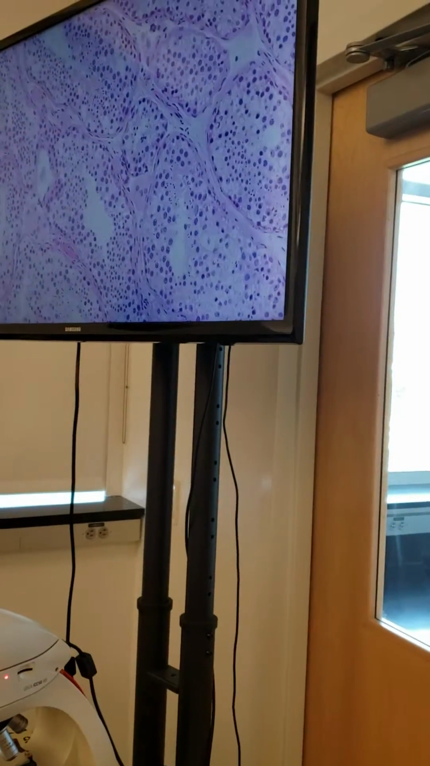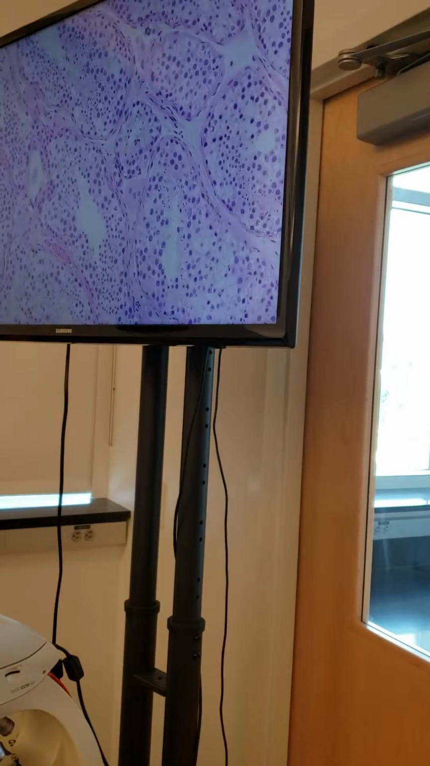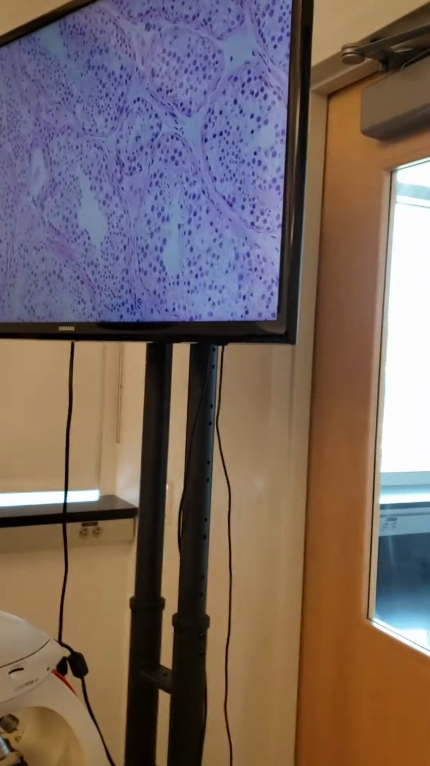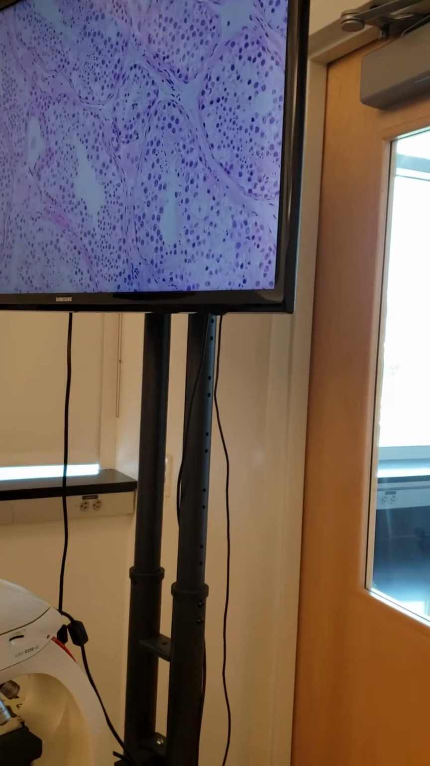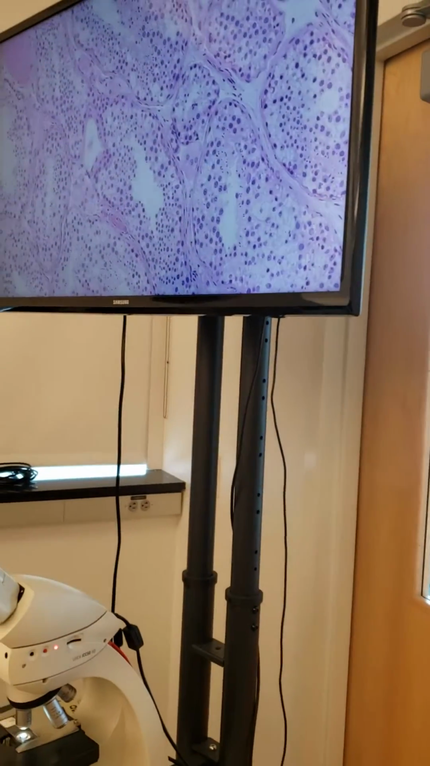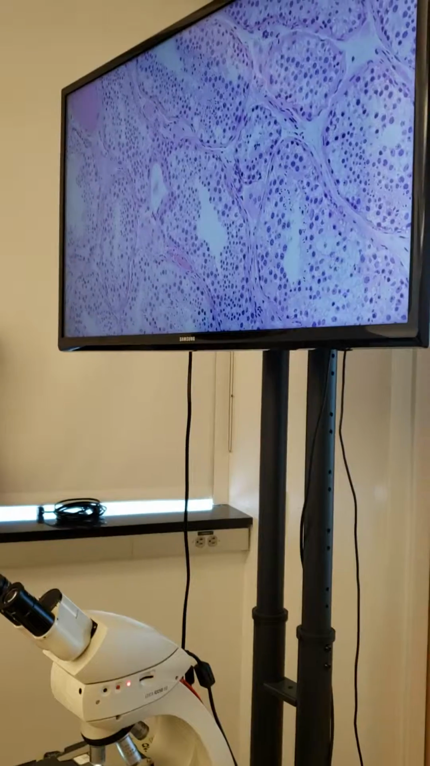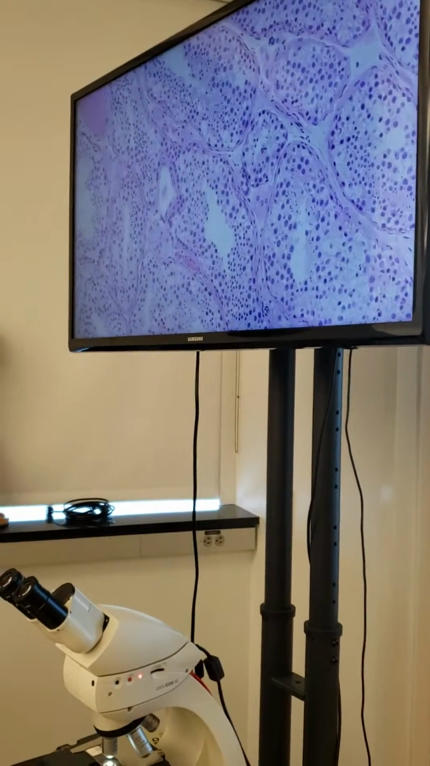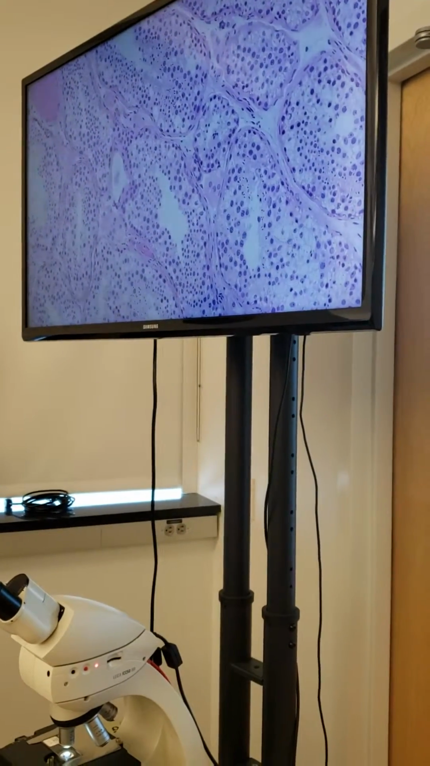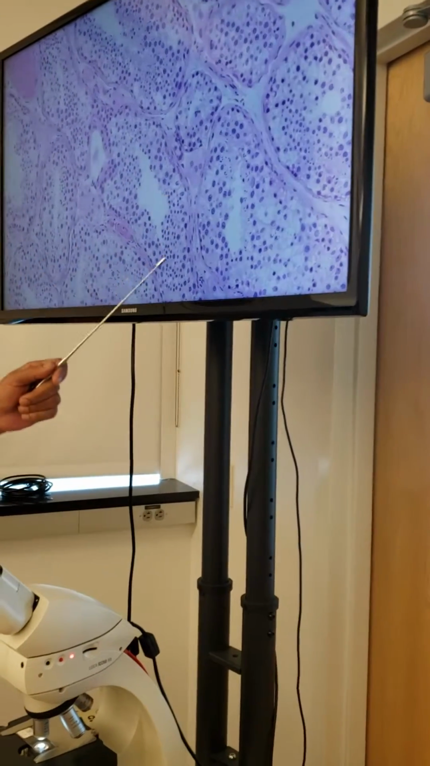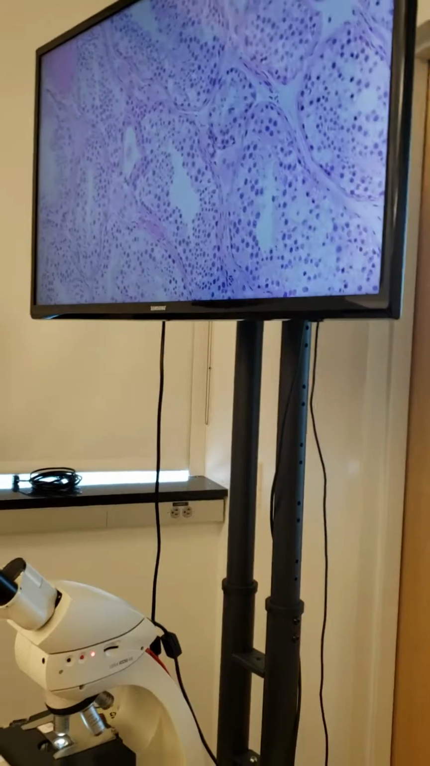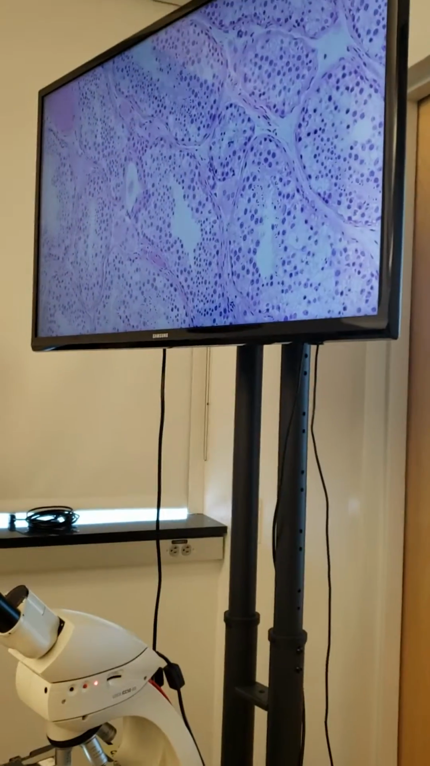And which hormone stimulates Leydig cells? LH. LH stimulates Leydig cells to produce more testosterone. FSH stimulates seminiferous tubules. And the seminiferous tubules produce sperm.